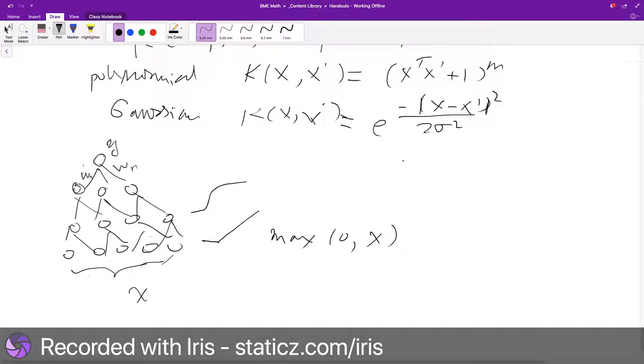Which we can write as: the final y is a linear combination, a linear combination of something. It's W, sorry, it's W, of some nonlinear function that depends on your input x, linearly combined, right?